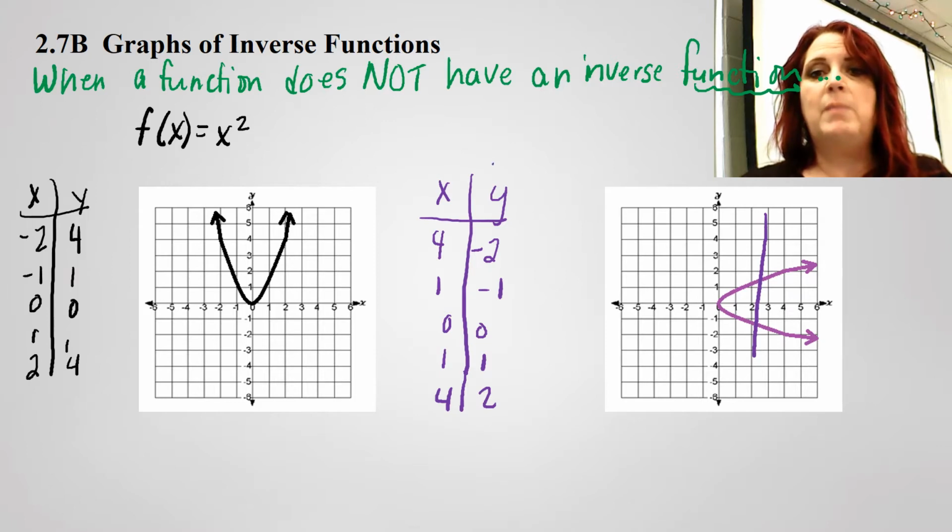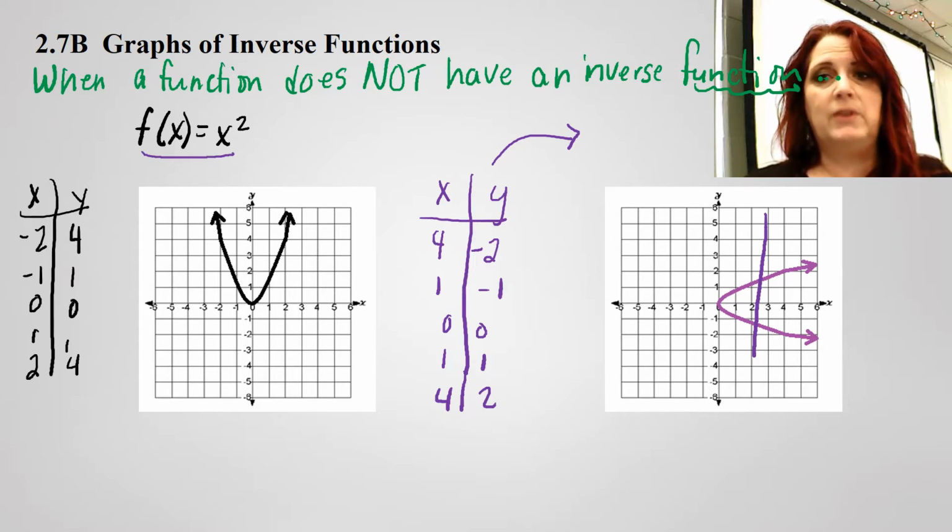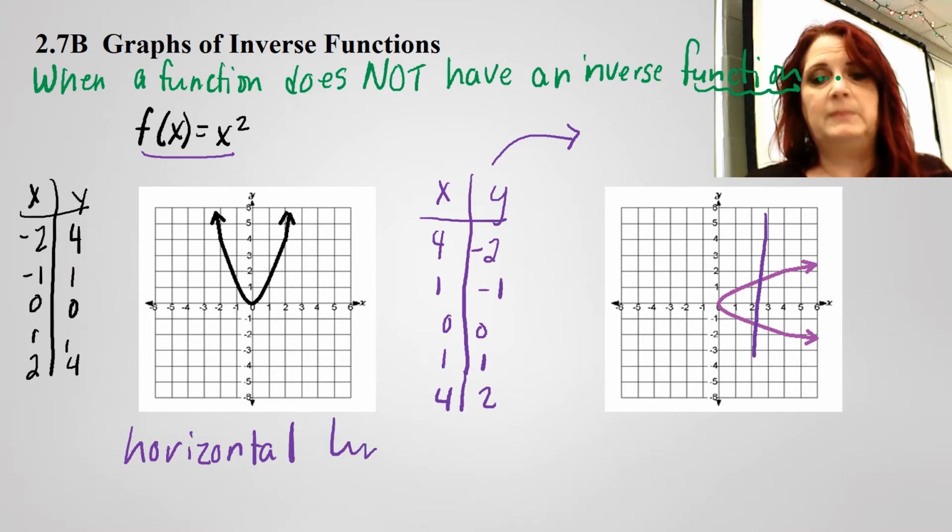But we can know that before graphing it by looking at the original function. Does this have an inverse that is a function? We're going to use something called the horizontal line test. If we take a horizontal line and it crosses the graph at more than one place at any given time, the inverse is not a function.